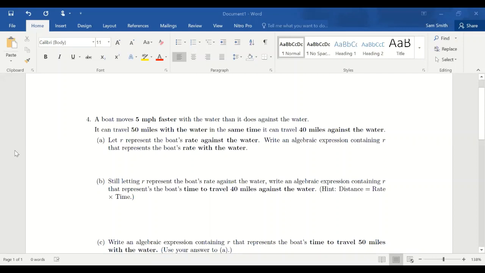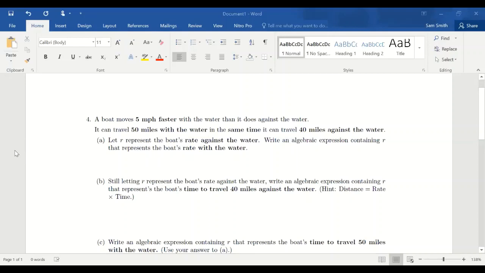So here's the setup. A boat moves 5 miles per hour faster with the water, in the same direction as the current. It moves faster with the current than it does against the current, in particular 5 miles per hour faster. Now, because it moves faster with the current, it can travel a further distance: 50 miles with the water in the same time it can travel 40 miles against the water.